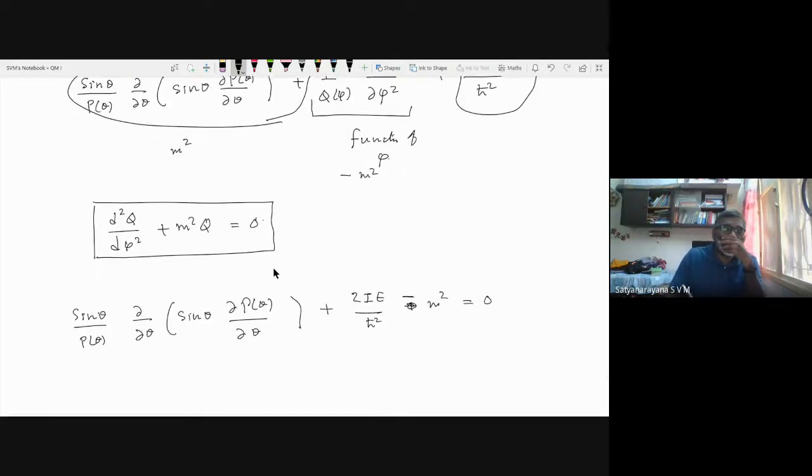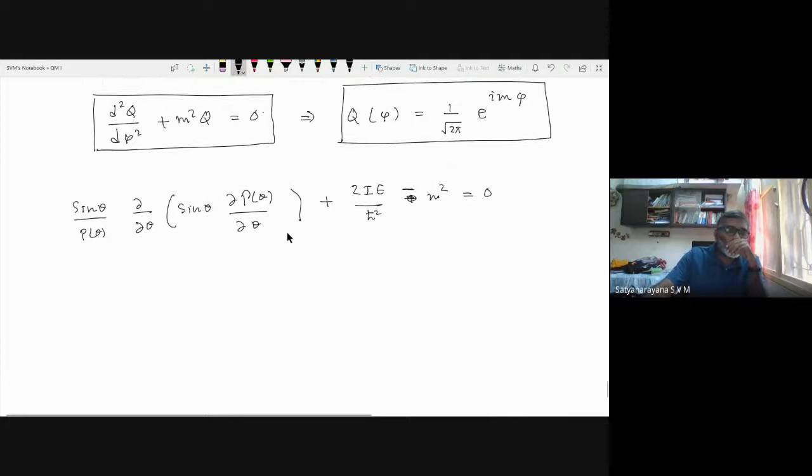Now this equation is basically what we have in a particle in a ring. So this equation I can immediately write down the solution Q(phi), with the same boundary condition it has to satisfy. So I will have Q(phi) is equal to 1 by root 2 pi into e to the power i m phi. Remember, this is the solution for the phi part of this equation.